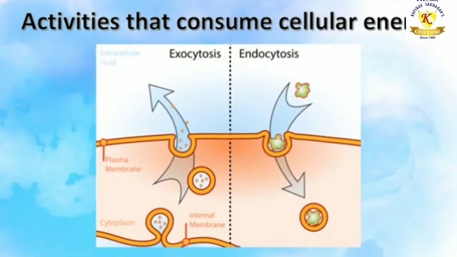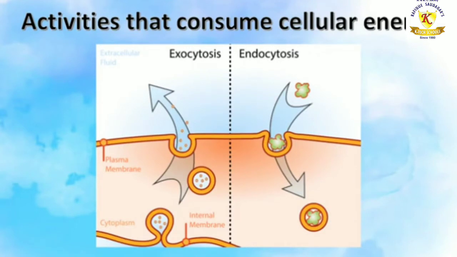Now let us study the activities that consume cellular energy. Now observe the picture carefully, children. Here we have exocytosis and endocytosis. Now exocytosis means to excrete waste material out of the cell. Now observe in the picture, you can see the arrow moving outwards. That means the waste materials are being excreted outside the cell.